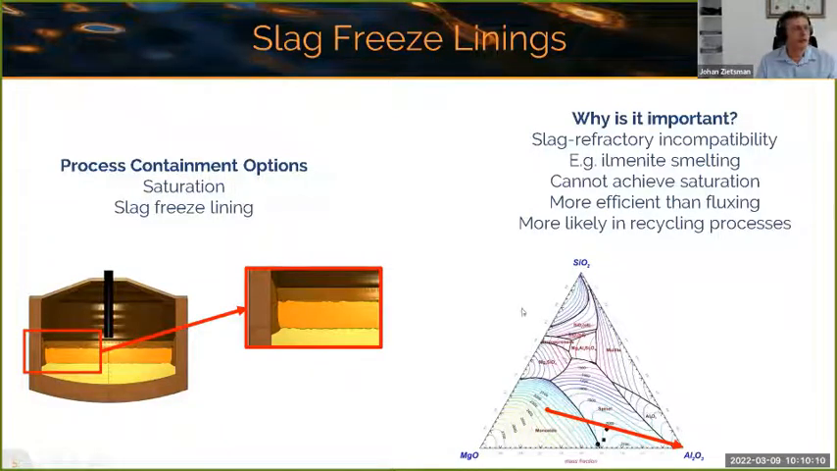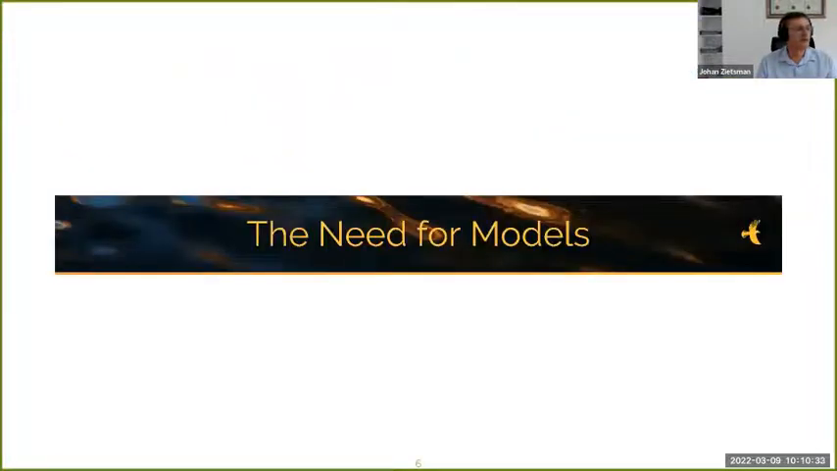Now, like I said before, when we consider recycling of, for example, electronic scrap, we have very complex materials that we now have to smelt. And those slags that we foresee we would be using would often be incompatible with a lime. And then slag freeze linings will again be important. Okay, so that's slag freeze linings.